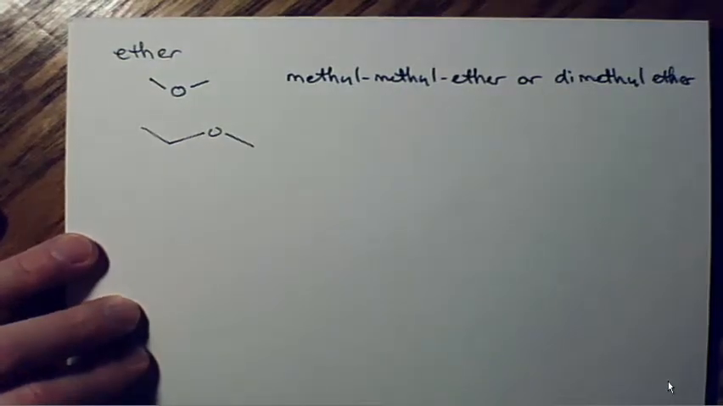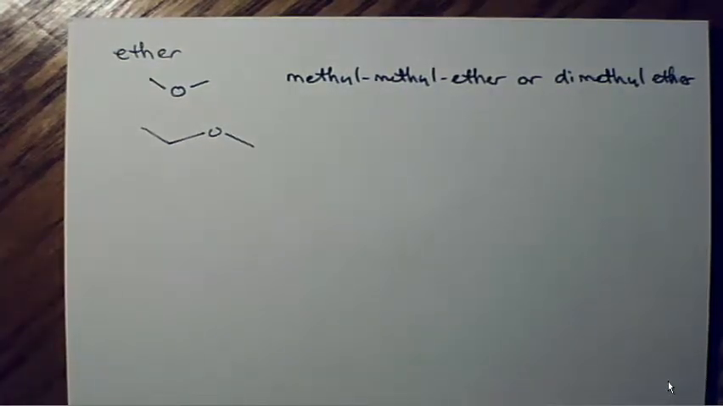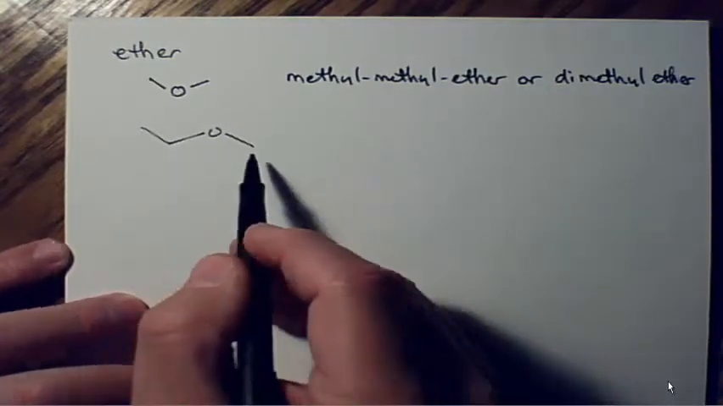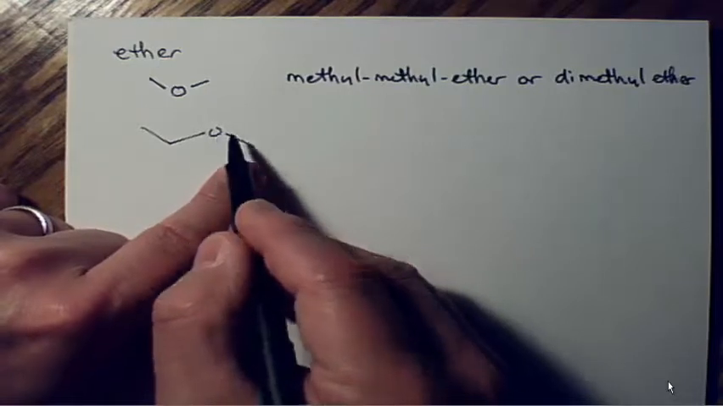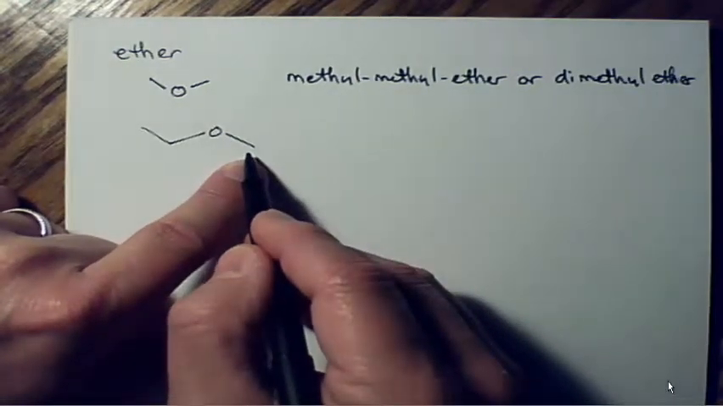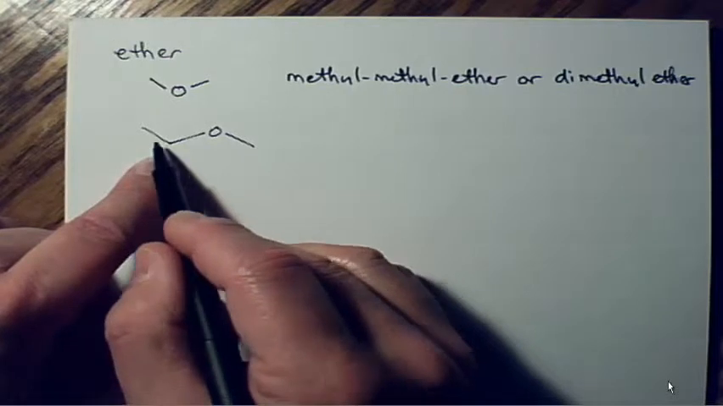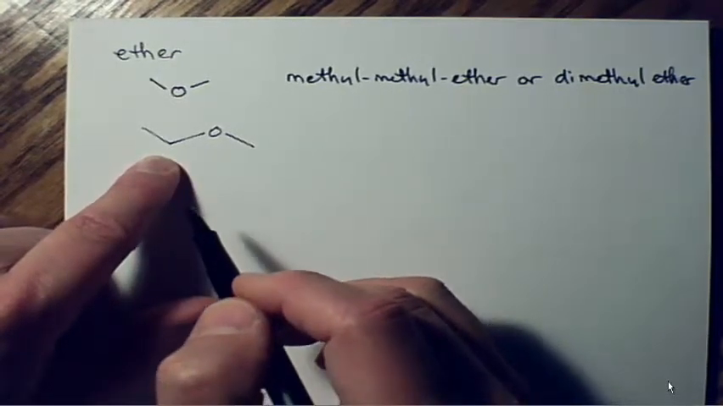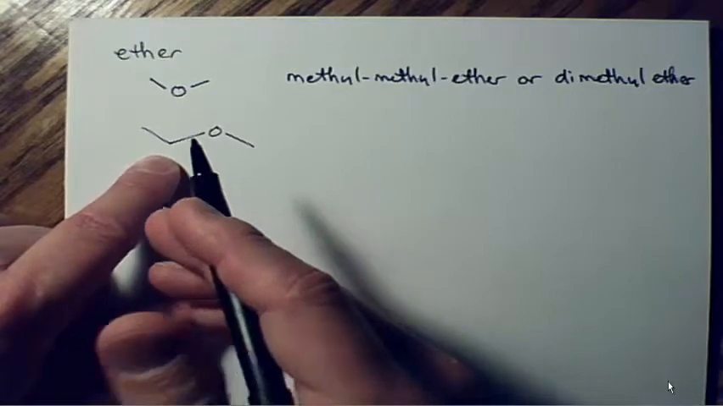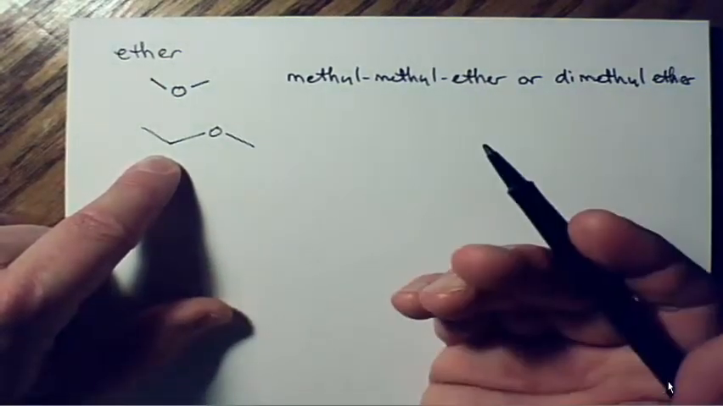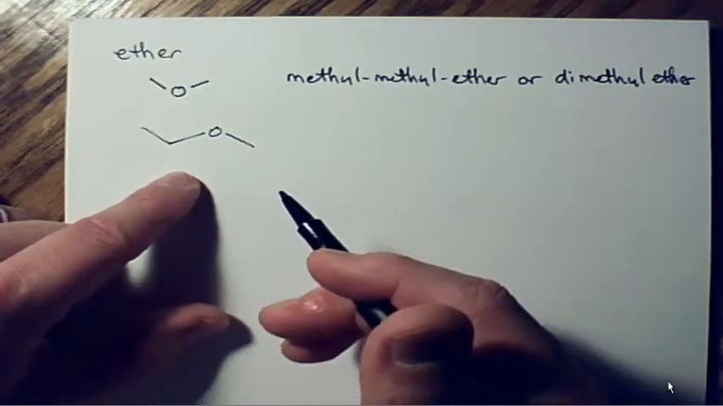All right, name that. So we've got a 1 carbon chain sticking off this side of the ether. That's methyl. Got a 2 carbon chain sticking off this side of the ether. That's ethyl. And those alkyl side groups like that get named alphabetically. So this is ethyl, methyl, ether.